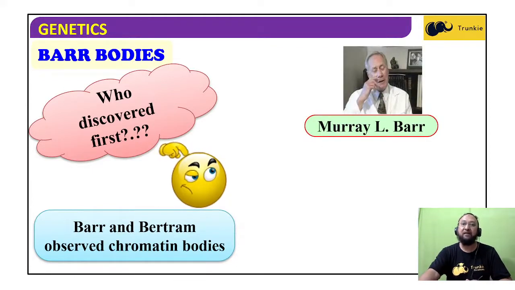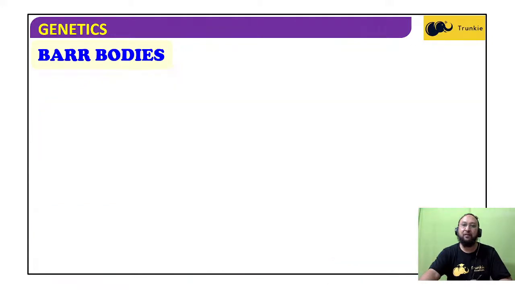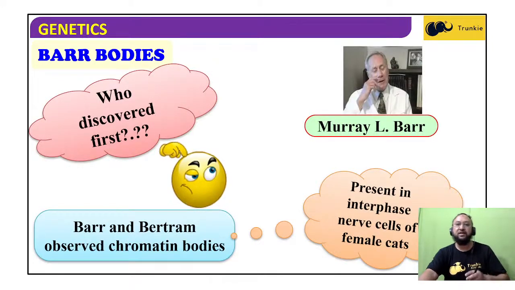Murray L. Barr found them present in the interphase nerve cells of the female cat. Interphase is one of the stages of the cell cycle. In the interphase of the nerve cell, Murray Barr found these Barr bodies. The name of the scientist is Murray Barr.